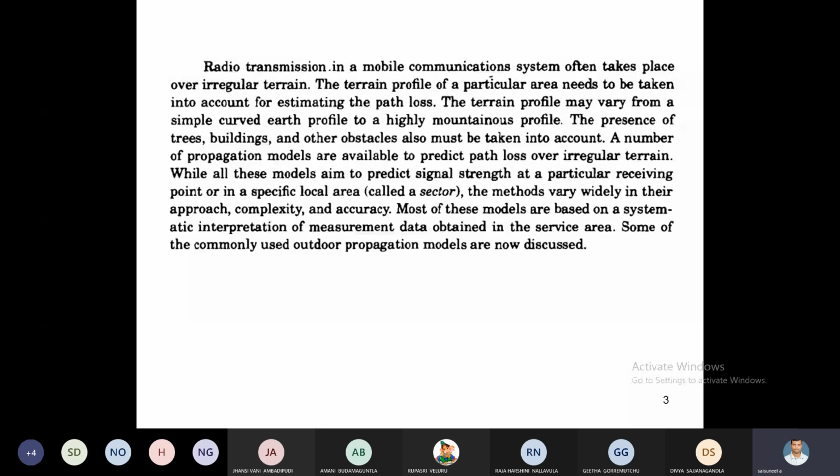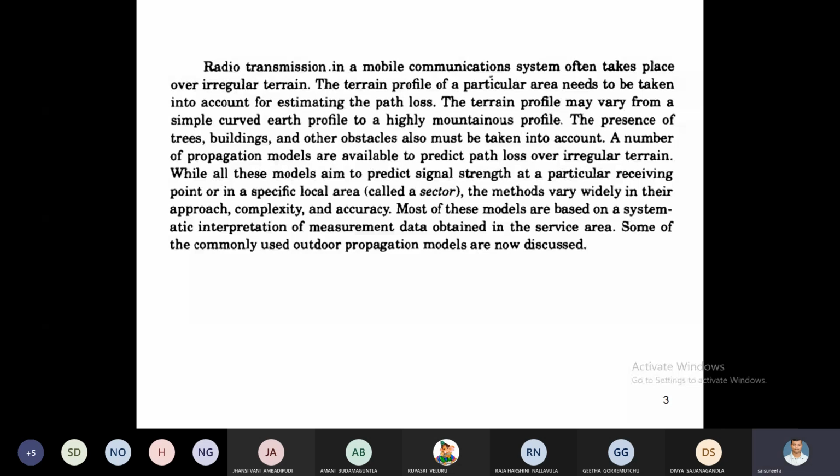In the terrain profile, if any buildings, hill stations, trees, or obstacles are there, based upon that we also get some loss. That also has to be taken into account. That's why we go for outdoor propagation models. We have to take into account trees, buildings, and other obstacle losses for calculating path loss.